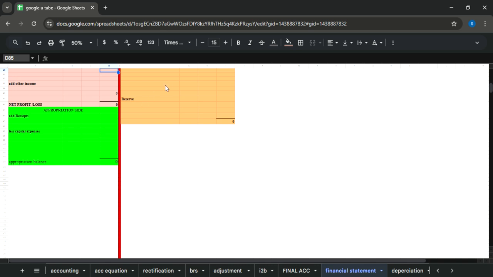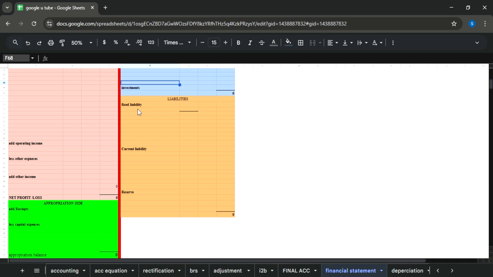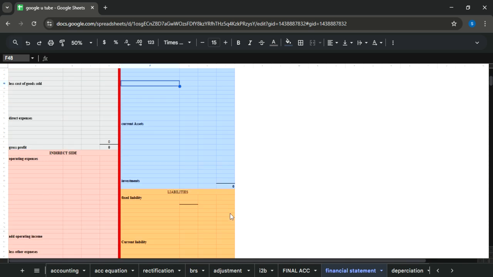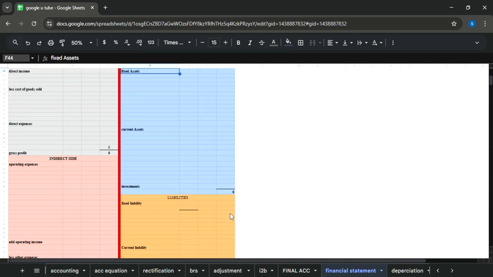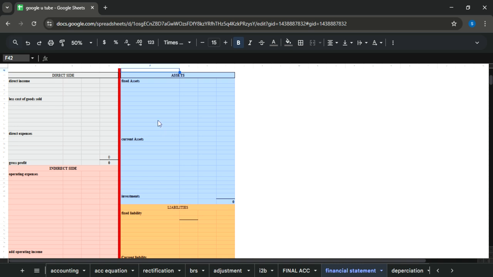Then this appropriation balance would be transferred to the liability side, where fixed liability and current liability would be added in reserve to get the grand total of the liability side. This grand total would also be the total of the balance sheet. At the final stage, we will record all related items of fixed assets and current assets, then investments. The sum of these three would be the total assets and ultimately the sum of the balance sheet as well.